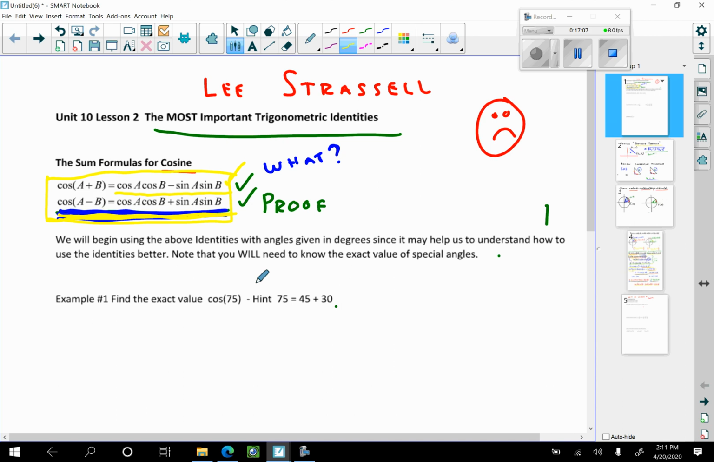And keep in mind, ladies and gentlemen, you absolutely can put that in your calculator, and you can estimate that right away. And hey, go ahead. Absolutely. Estimate that to 4 decimal places. Happy darn New Year. I think it's going to be .9659. But I want the exact value, and I'm going to use the fact that 75 is 45 plus 30. So I'm going to use this guy right here. So I'm going to write the formula down.